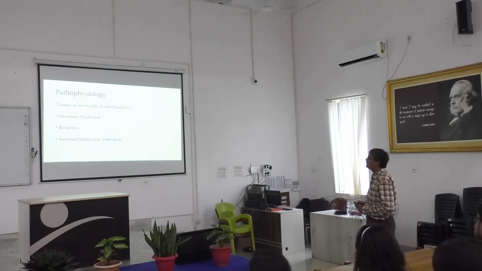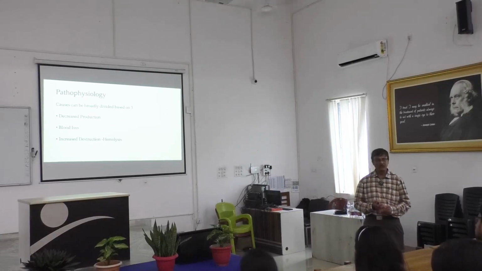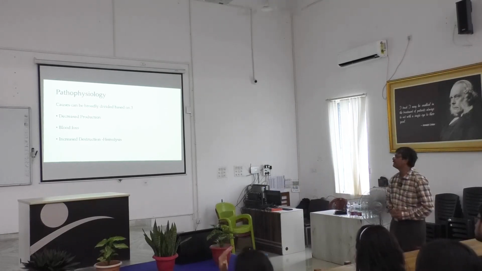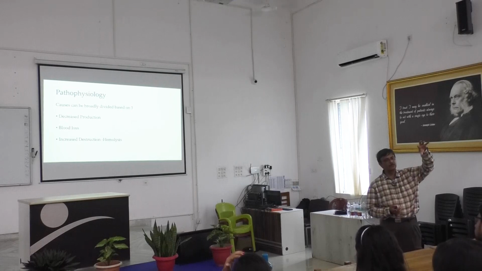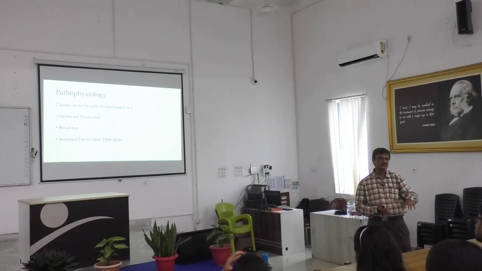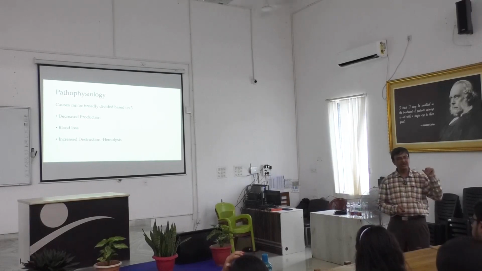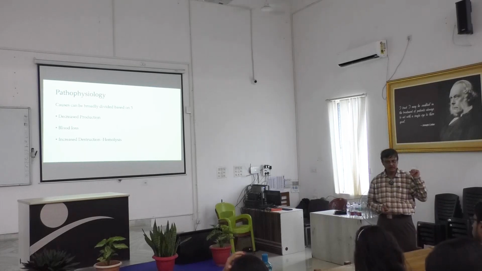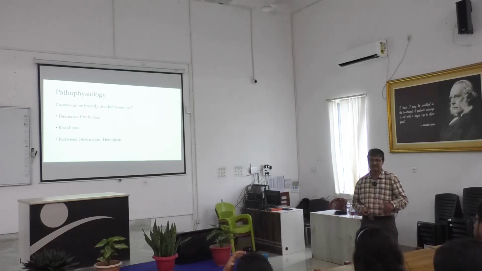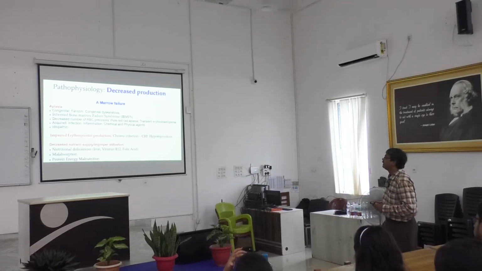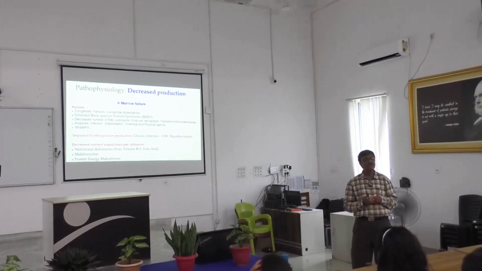So now what is the cause? We broadly divide into, either there is less production or there is excess loss, meaning hemolysis, or blood loss. Either production is less or wastage is more, right? So wastage may be either there is loss of blood outside the blood vascular system, or RBC is damaged within the blood vessel, that is called hemolysis. Now, decreased production may be due to different reasons.